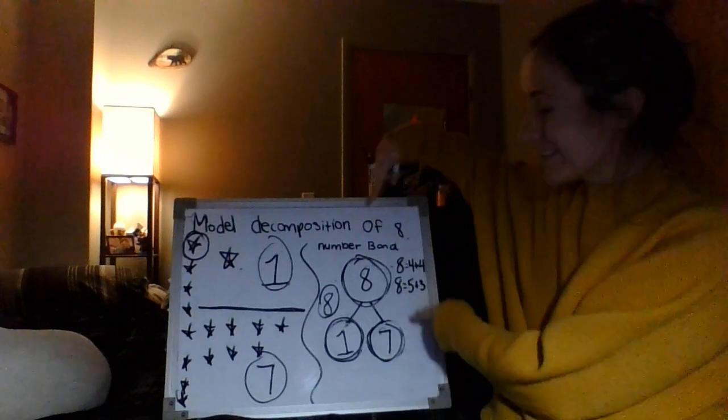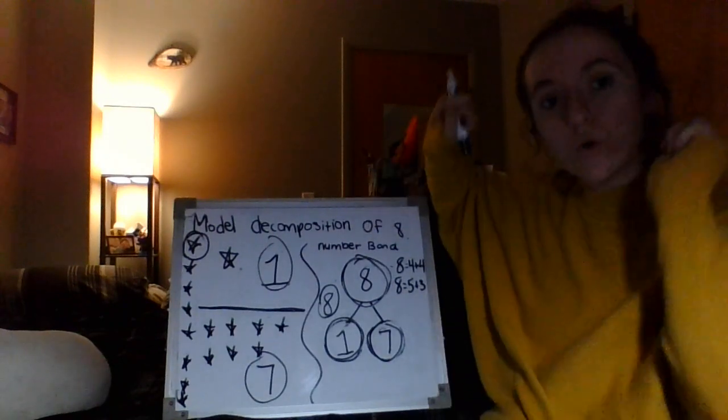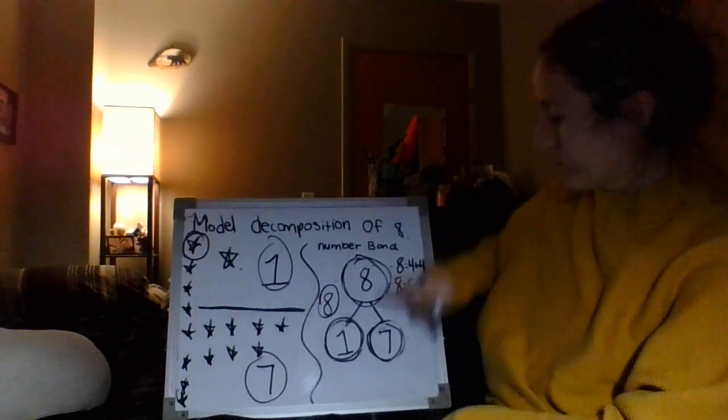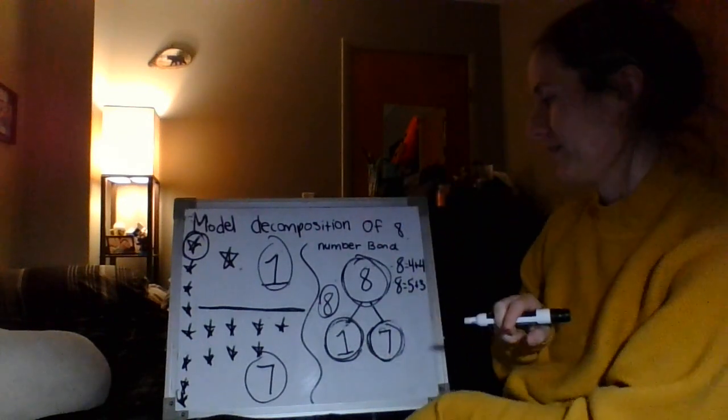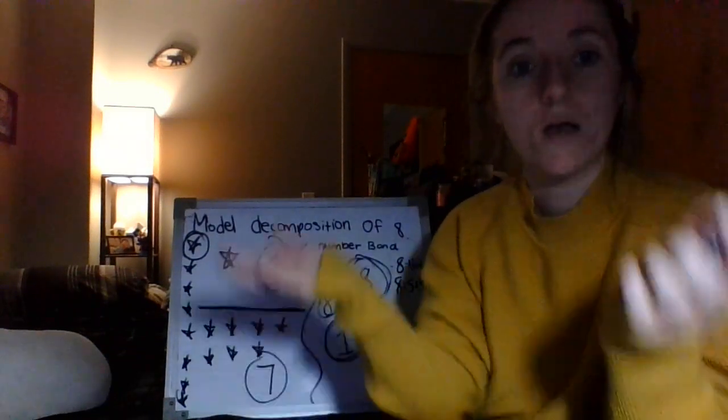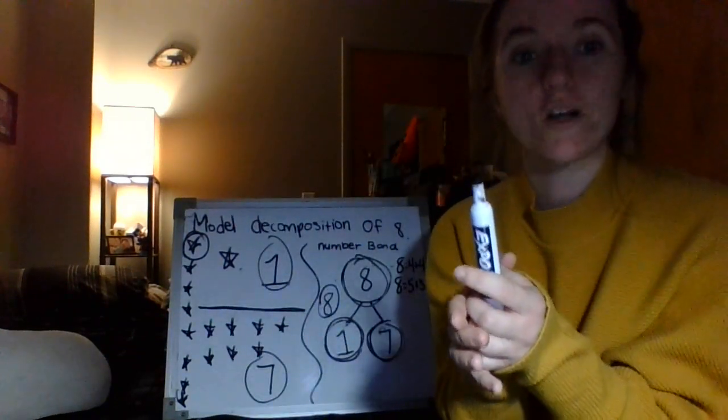Does your number bond look like this right here? Shout out woo woo if your number bond looks like this right here. 8 on top, broken into 1 and 7. So that means 7 is a part, 1 is a part. Put it together and you get the number 8.